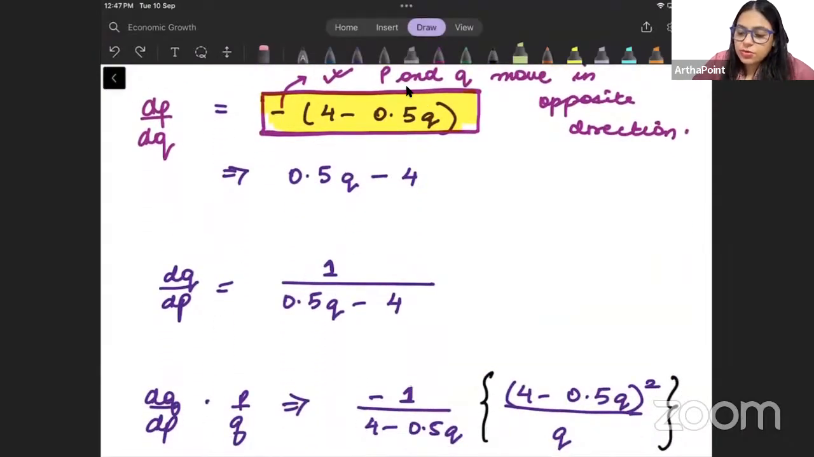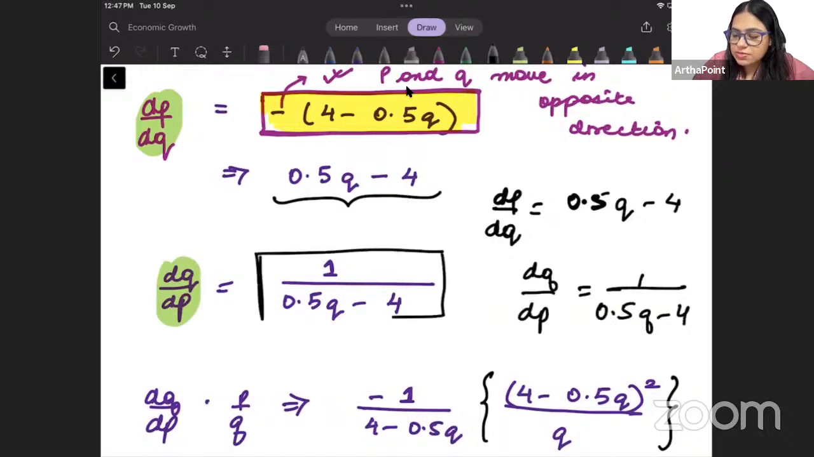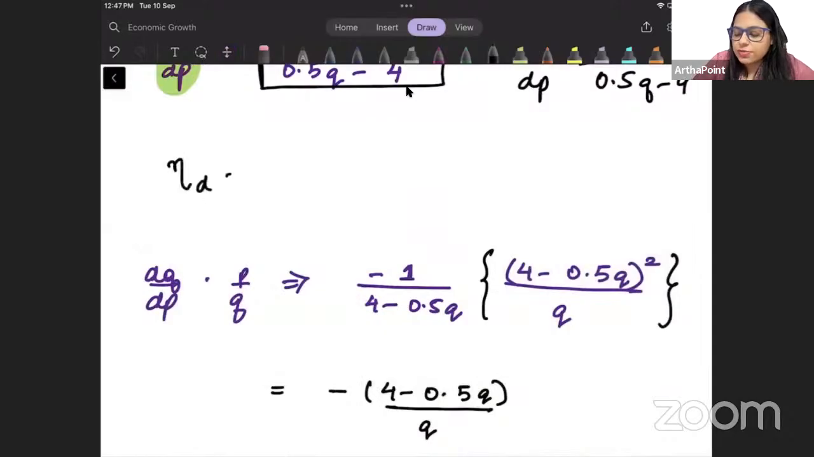Now, once you have found dP by dQ, you can find dQ by dP, reciprocate it, reverse it. So if I have found dP by dQ as 0.5 Q minus 4, I will get my dQ by dP as 1 upon 0.5 Q minus 4. So this has been my dQ by dP, right? Now what we can do is find the elasticity of demand, which will be dQ by dP into P by Q, right?